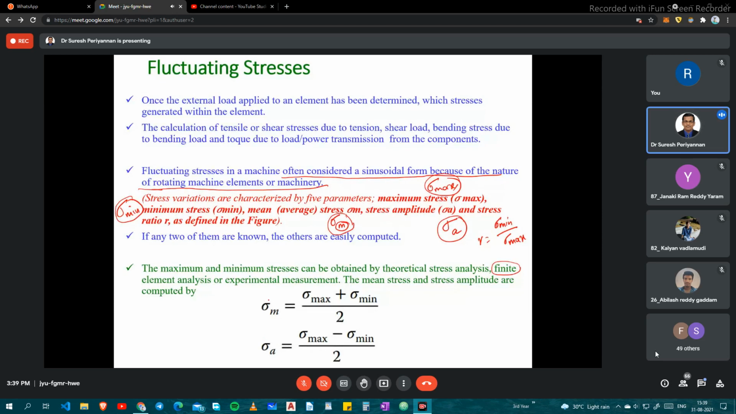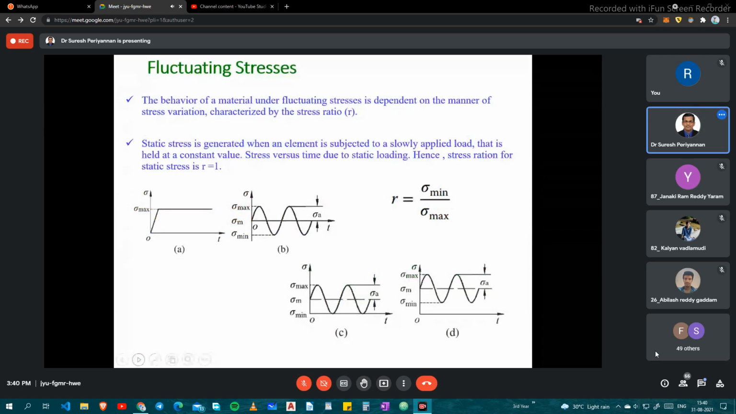Now, the mean stress is sigma max plus sigma min divided by 2. This is the stress amplitude: sigma max minus sigma min divided by 2. We'll see how this works one by one. As we know, what is a static load? We already discussed it in the earlier class. Static load means that the stress amplitude doesn't change with respect to time as well as direction.